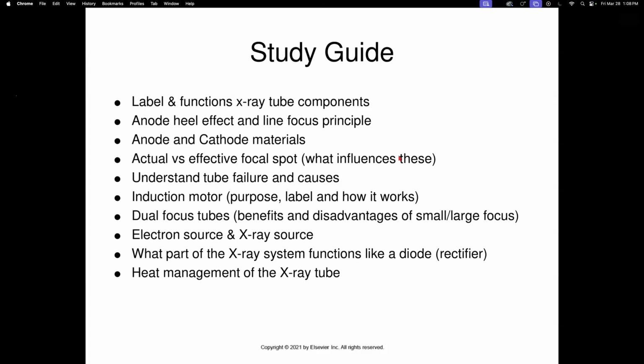Is there anything I need to talk about for actual focal spot in this, by the way? No, it's not part of this? Okay, because I was a little confused.